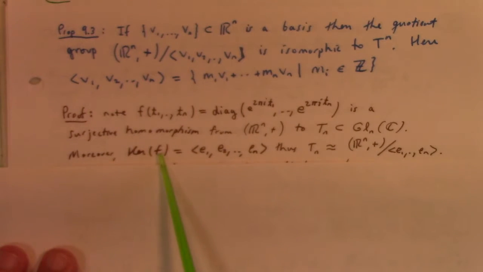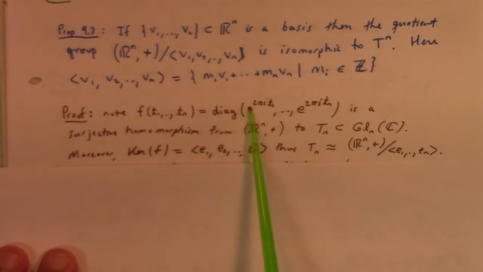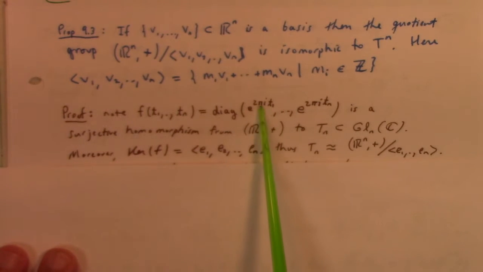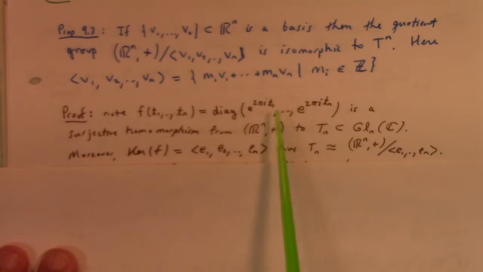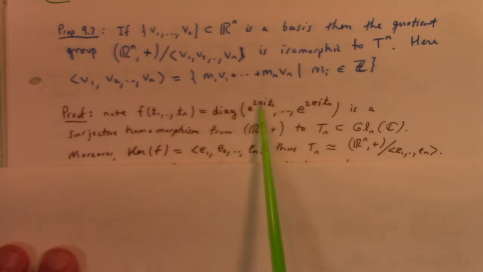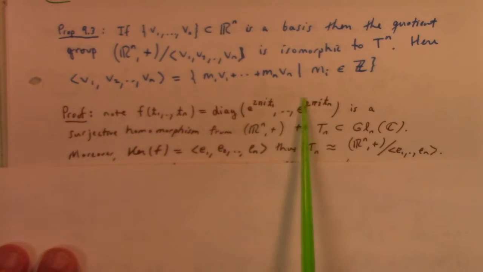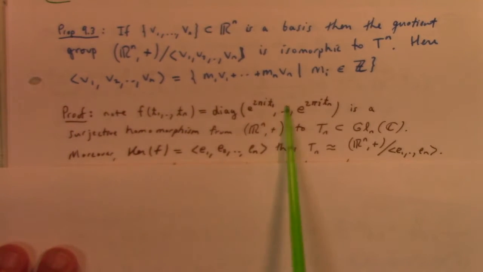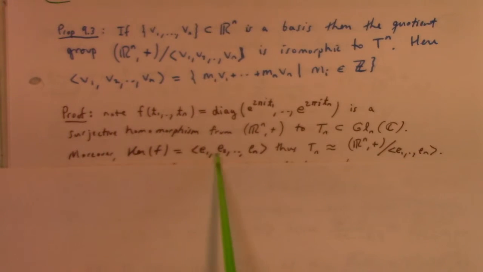Now, to prove that's a homomorphism, if I have t1 plus s1, then the exponential gives me e^(2πi t1) times e^(2πi s1). And the same on each and every entry if I do an addition here. And then because they're diagonal matrices, I can write the product of the diagonals. It's a simple exercise to prove this homomorphism property. There's something to prove there, but you can do it. It's not hard.